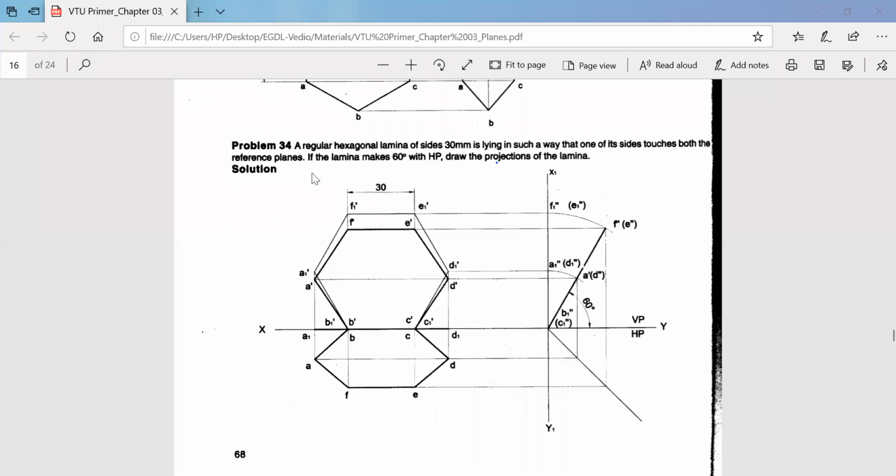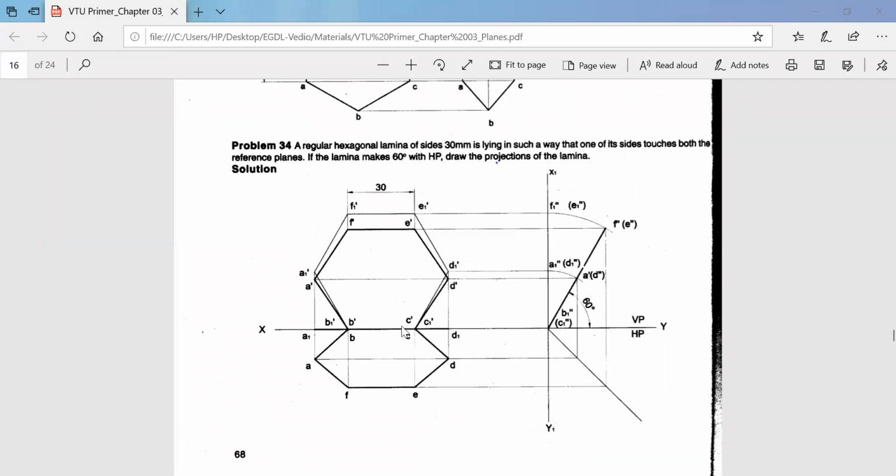Now read the question. It is a regular hexagonal lamina of side 30 mm, and it is lying in such a way that one of its sides touches both the reference planes. They haven't given whether it is resting in HP or VP to start with the first stage, second stage and third stage. It is just told one of the sides will touch both reference planes. The reference planes here are the vertical plane and the horizontal plane. So this side is lying in both VP as well as HP. That should be the position.